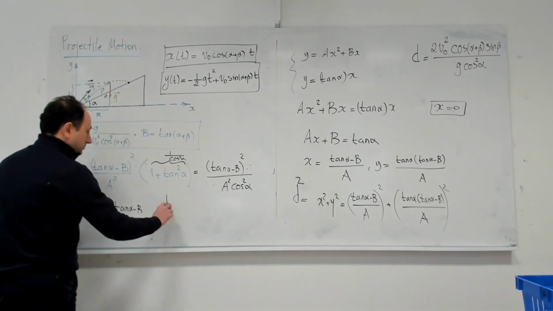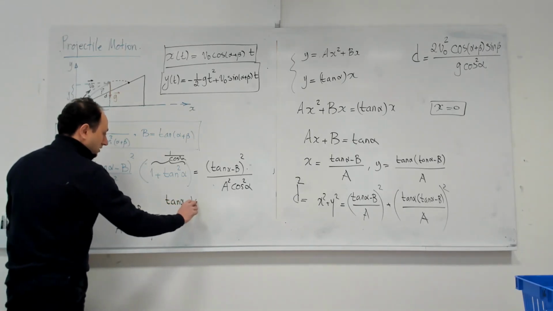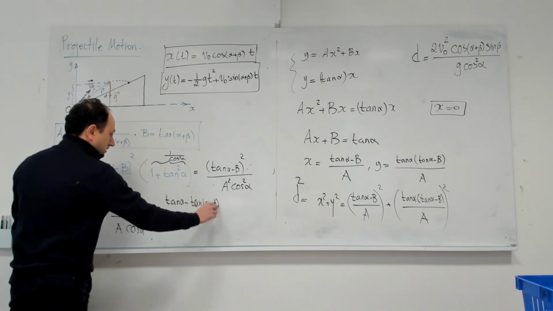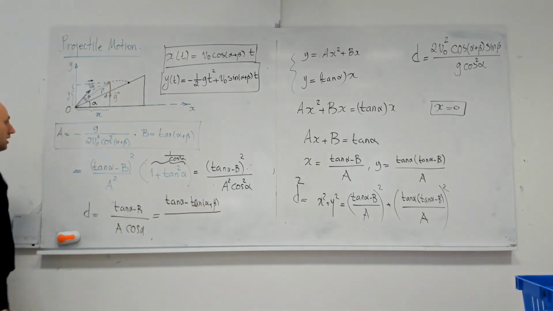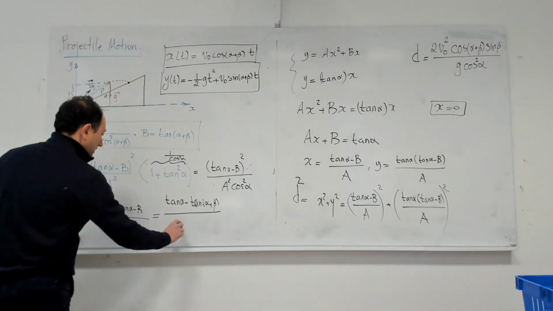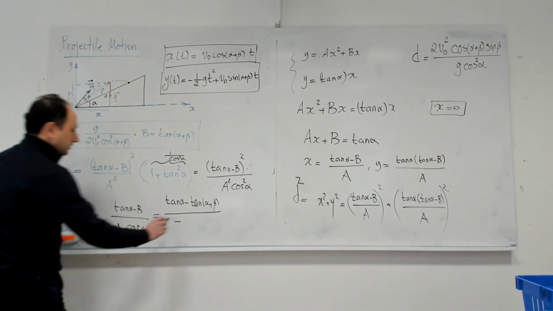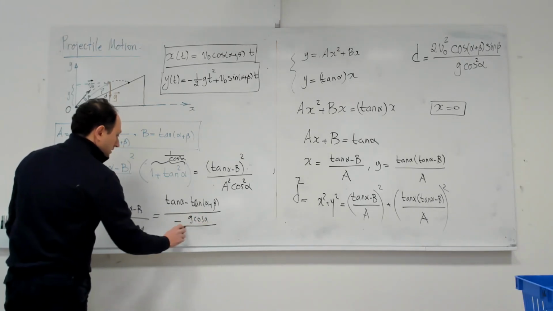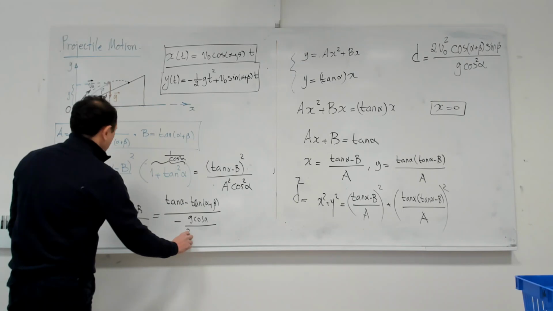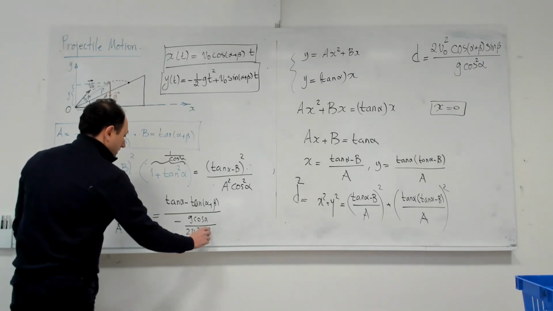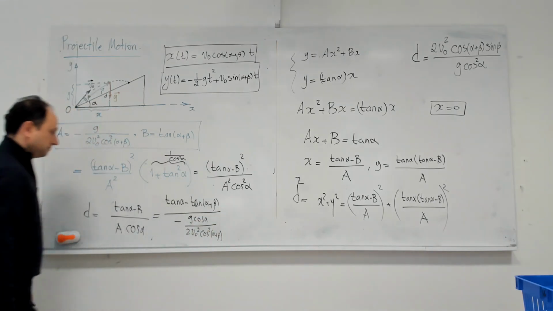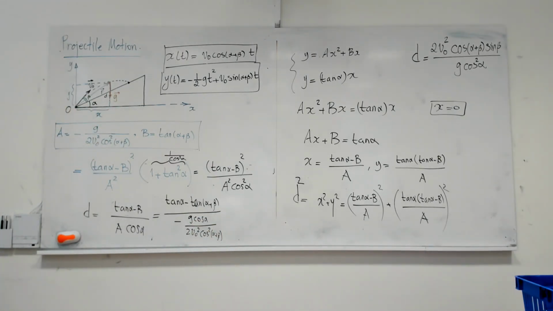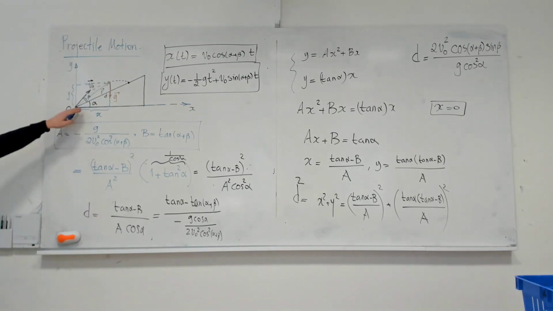Tan alpha is here, minus tangent of alpha plus beta, and then divided by A times cosine alpha. So let me write minus, I multiply this by cosine alpha. So this becomes g cosine alpha divided by 2 v naught squared cosine squared alpha plus beta. Yes? By the way, you can stop here, because that is completely a reasonable formula. You express D in terms of your known parameters. Finished.